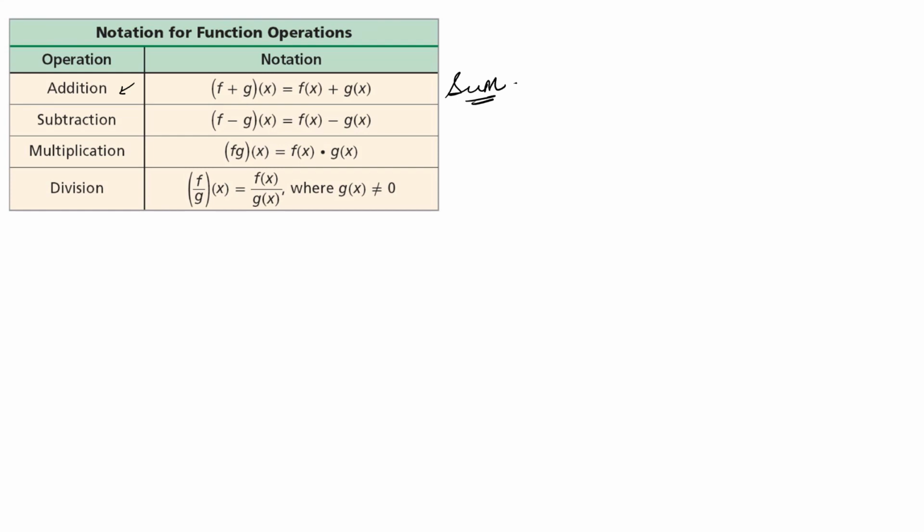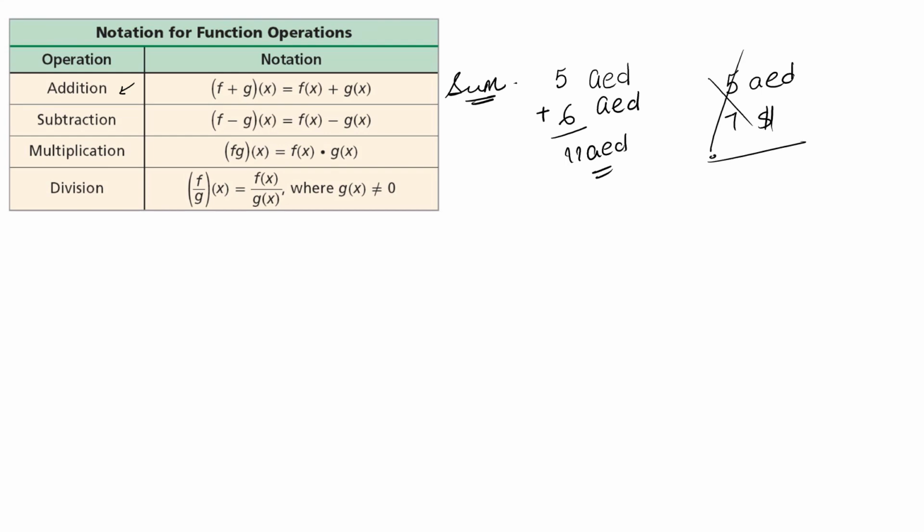But remember that like terms will be added. What does it mean? It means that you can add dirhams with dirhams. You cannot add dollars and dirhams together. So 5 dirham and 6 dirham can be added and you will get 11 dirham. It is not possible that 5 dirham will be directly added with $7, for example. So you can't do them without conversion. This is the basic idea.